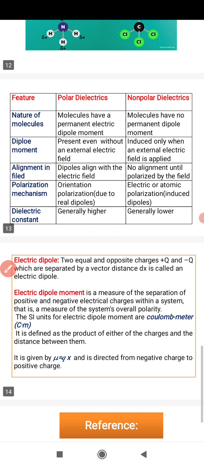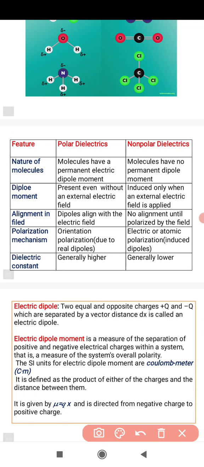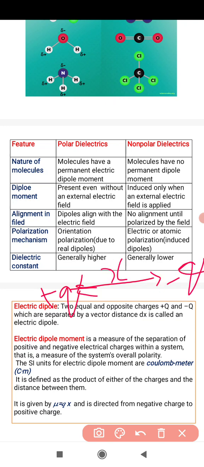Next we see the electric dipole. An electric dipole is two equal and opposite charges separated by a certain distance x. That means two charges, plus q and minus q, separated by a distance x, are called an electric dipole.